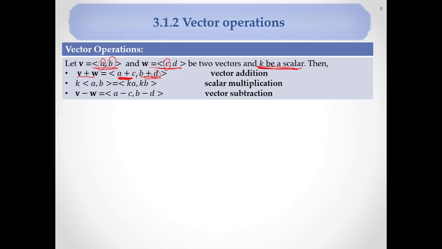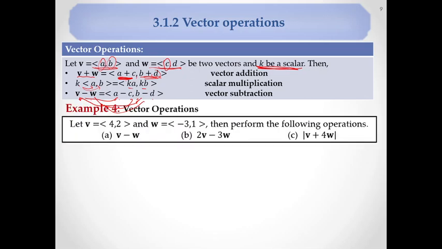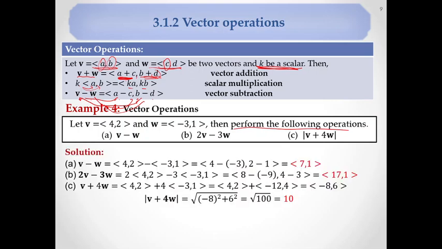Multiplying with a scalar multiplies each component with the scalar. And v minus w, when you subtract the vectors, it means you subtract the vertical and horizontal components. The first ones belong to v, and the second ones are from w. Now let's perform the operations, and I think it is easy to do.